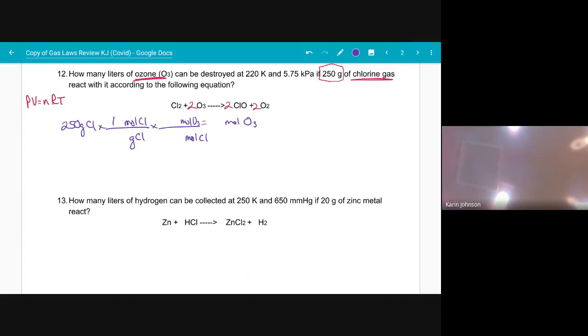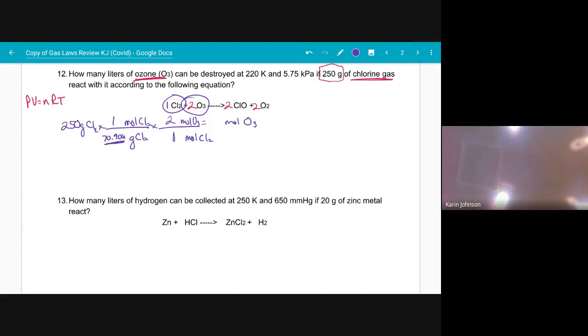Sorry, I wrote Cl. It's Cl2, you guys. I'm sorry, I'm being sloppy. So Cl2 only has a 1 for a coefficient, so I'm going to put a 1 there. But the ozone has a 2 for a coefficient, so I'm going to put a 2 there. And then the only thing I have left is my atomic mass, and that's what I get from the periodic table. I'm going to look chlorine up, and it is Cl2, so I have to multiply it by 2. So chlorine is 35.453 times 2 is 70.906.